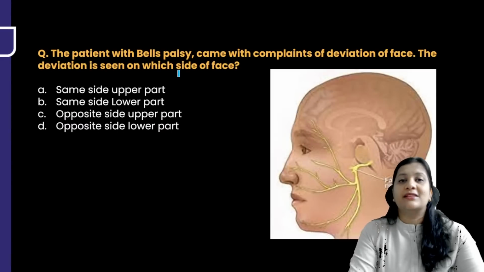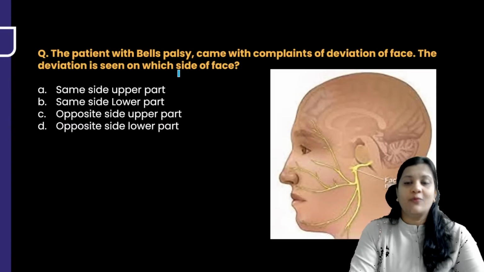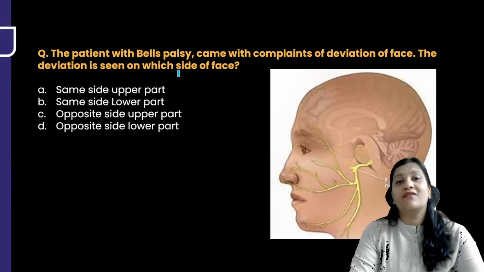The patient with Bell's palsy came with complaints of deviation of the face. The deviation is seen on which side? Same side upper part, same side lower part, opposite side upper part, opposite side lower part.